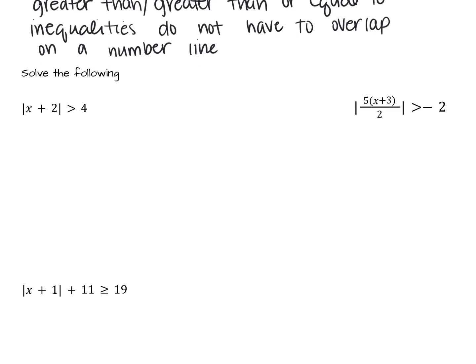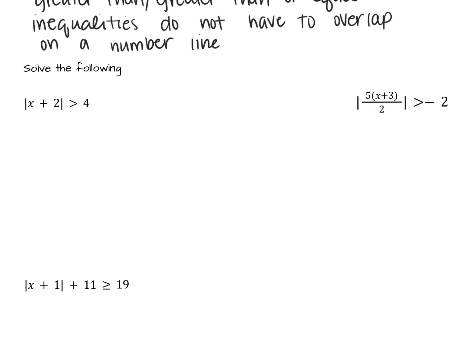So let's do a few examples. For our first example, we have the absolute value of x plus 2 is greater than 4. So my first inequality, x plus 2 is greater than 4. The second inequality becomes x plus 2 is less than negative 4. Just like with less than inequalities, for the second inequality you have to flip the inequality and make the number negative. So we're going to subtract 2 from both sides, and we get x is greater than 2. For the second inequality, also subtracting 2, we get that x is less than negative 6.